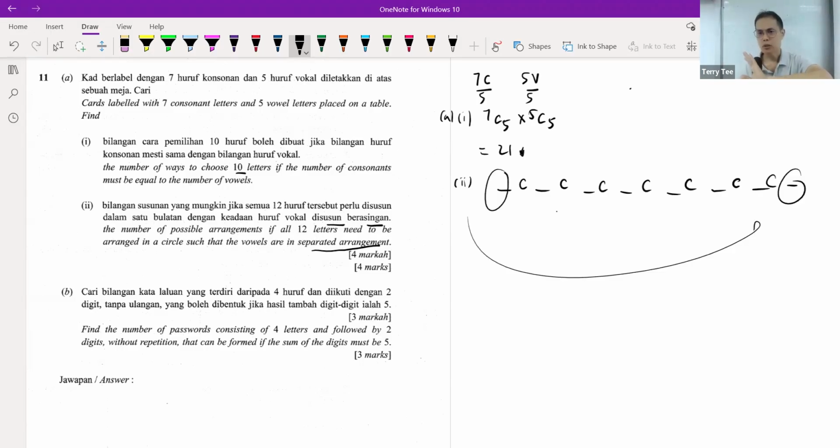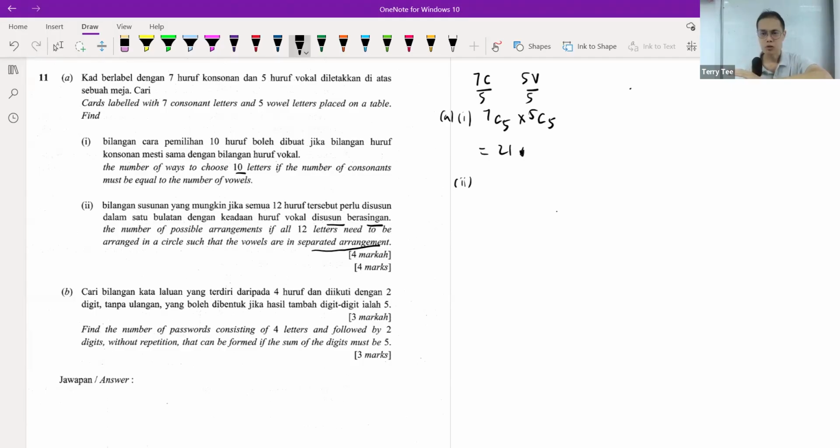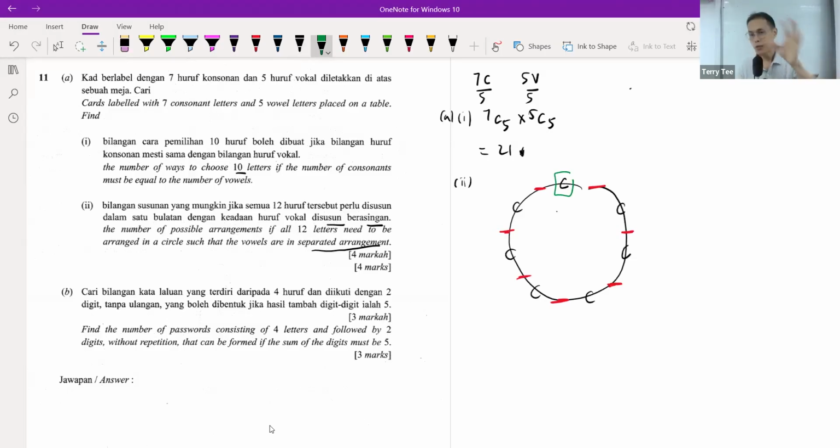So what we do is we put the consonants on the circle. Let me just draw a circle. There are 7 consonants, so I put 1, 2, 3, 4, 5, 6, 7. That would have created 7 empty spaces between the consonants, so that the vowels will never be next to each other. Now, you have to fix the position of the first consonant. You nail it, if you like, so that it doesn't rotate.